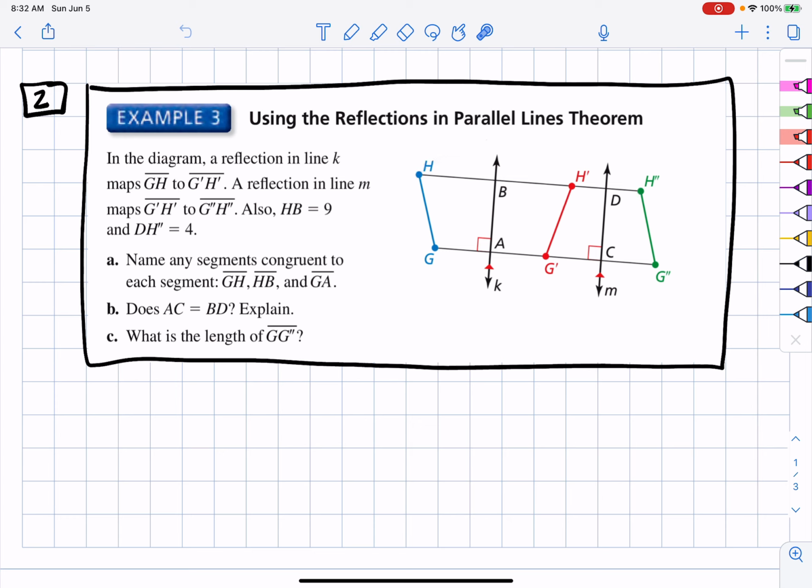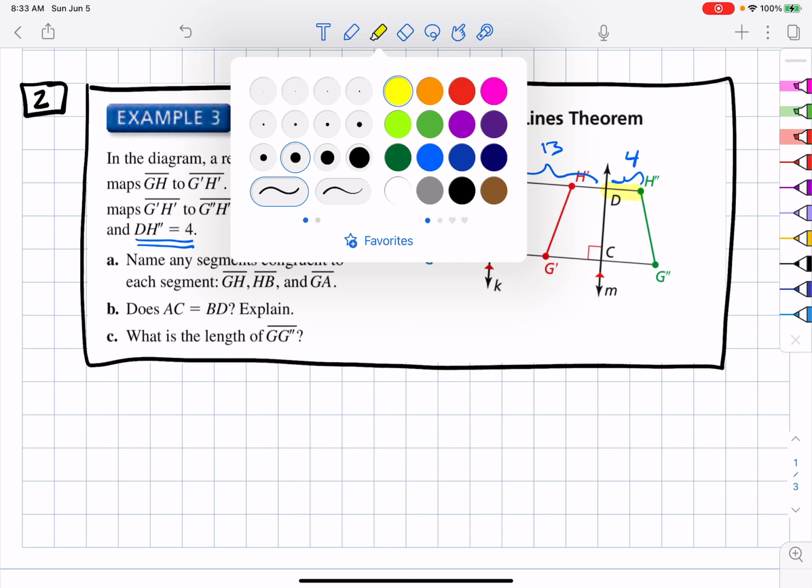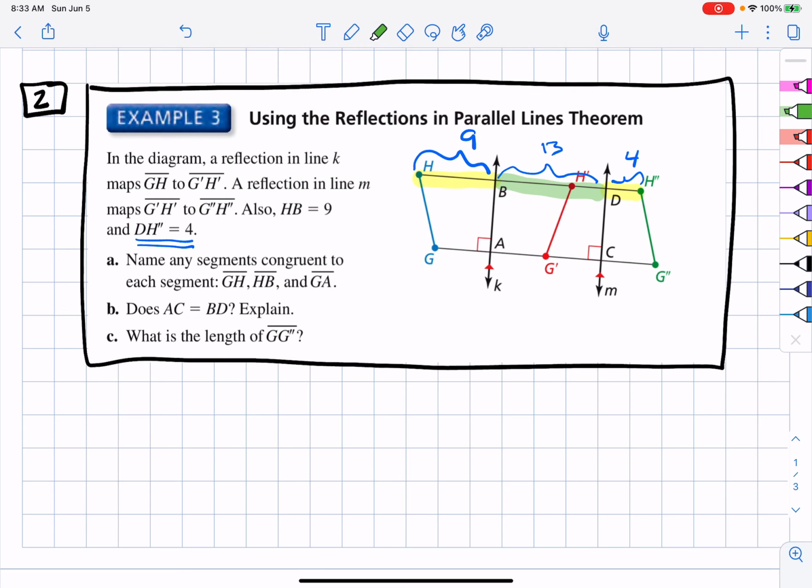HB is worth 9, so I'm going to mark that up on here. From H to B is worth 9 units. And we also know that D to H double prime, this distance right here, is worth 4. Okay? So that tells me that this distance right here is going to be 13. Because remember, this guy and this guy are going to be the same as this guy right here. So we know it's double the distance there.